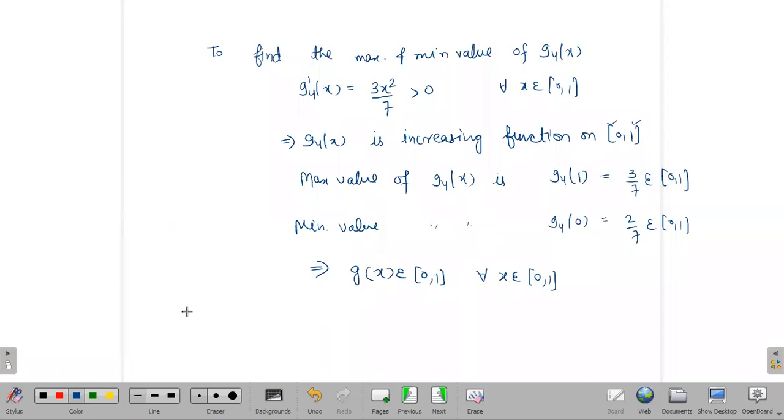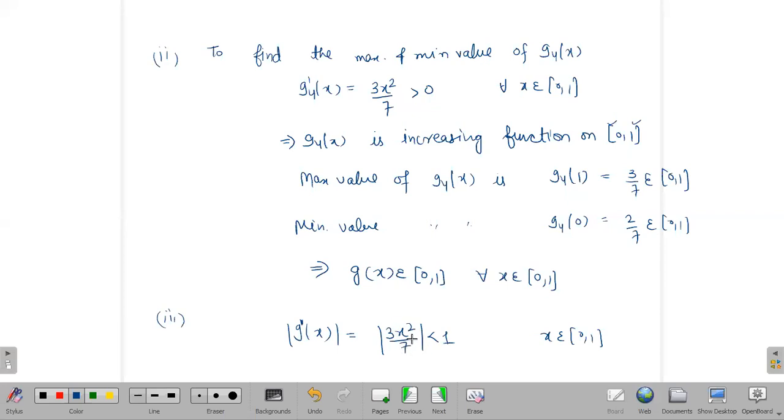Now to check the third condition, modulus of g dash x is strictly less than 1. So it is 3x square by 7. Actually, x is from 0 to 1. It is always less than 1 because 3 by 7 is already less than 1 and x square is again less than 1. So if you multiply both, it is strictly less than 1.